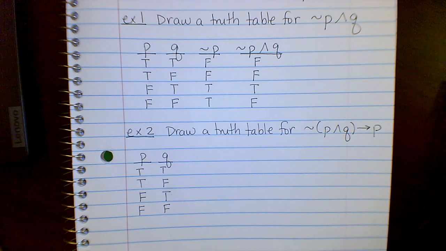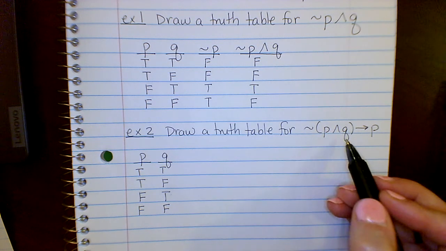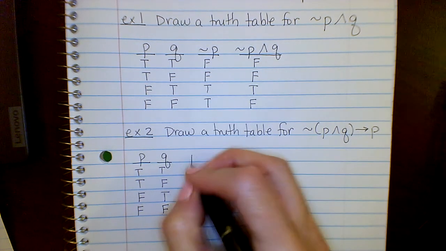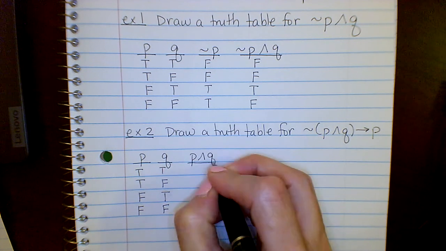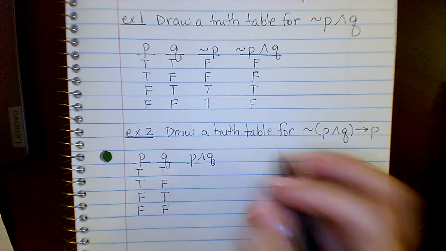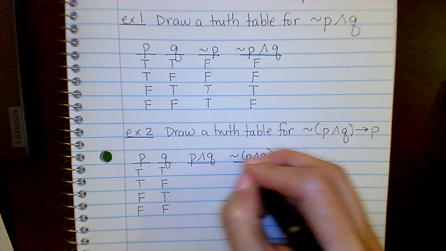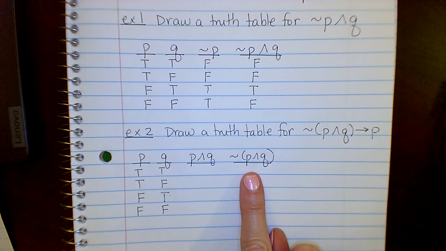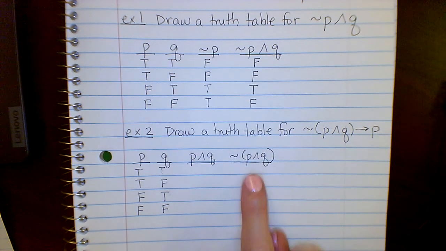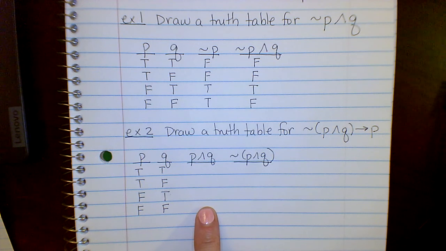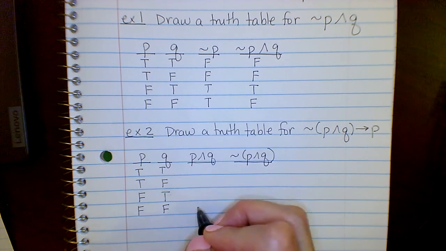Okay, so what are we going to need? Well, let's treat this sort of like the order of operations. Let's do what's inside the parentheses first. So let's make a column for P and Q. Then we'll make a column for not P and Q. This column is going to be super easy because it's just going to be the opposite truth values from this column.